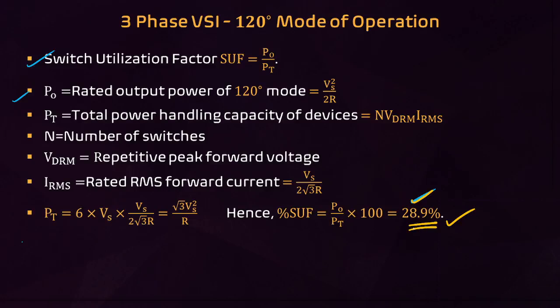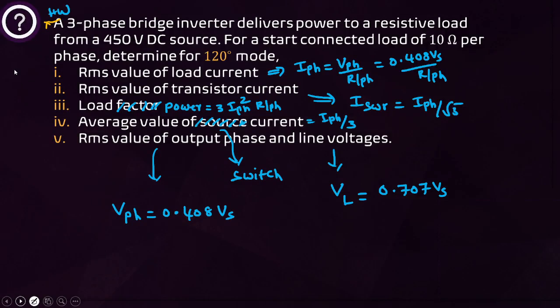And what is the switch utilization factor? 28.9%. But in the case of 180-degree mode, the switch utilization factor is 33.33%, where at a time 3 switches are conducting, but here at a time only 2 switches are conducting. And this problem you have to practice for 120-degree mode of operation. All the formulas that I gave, apply those formulas and try to solve this one.